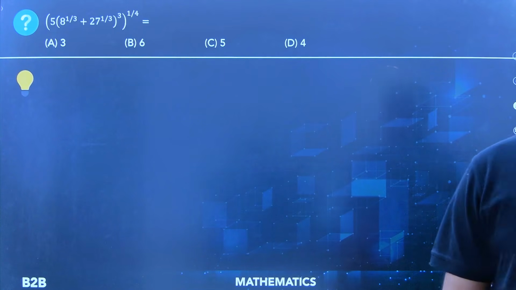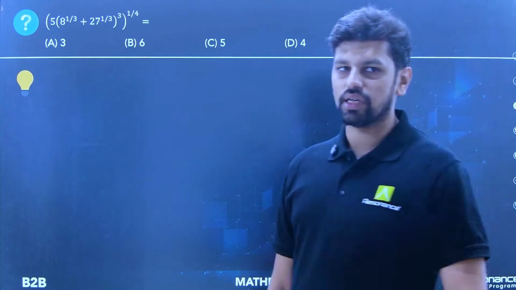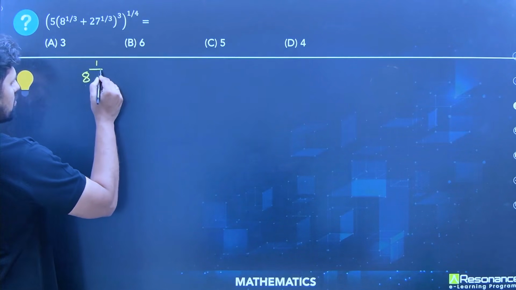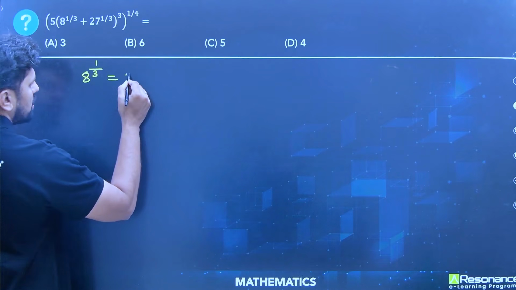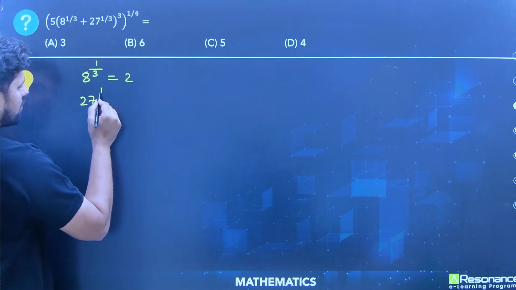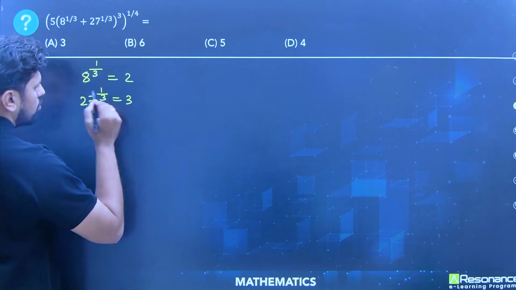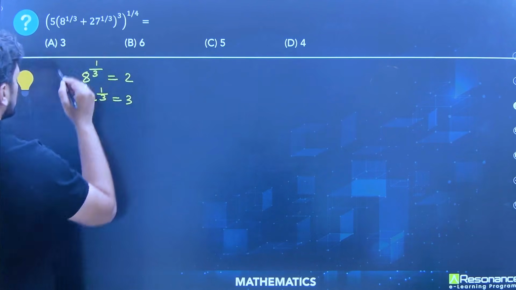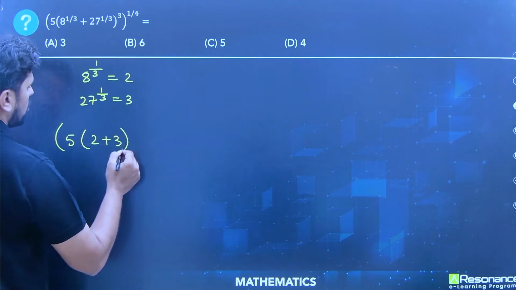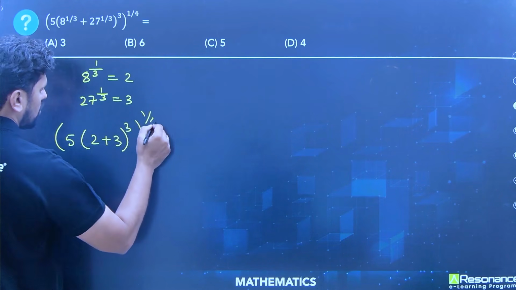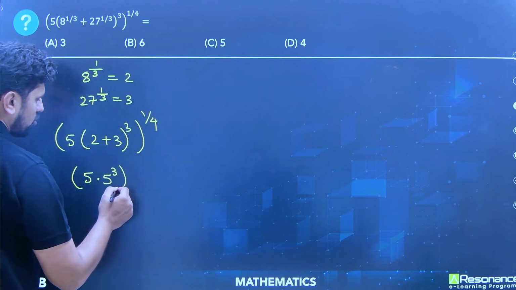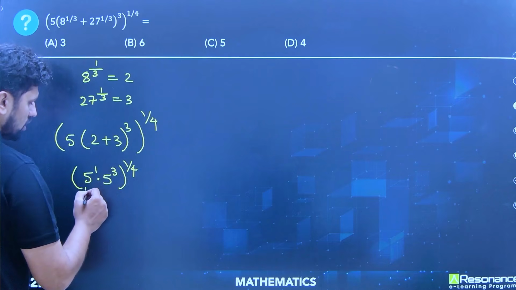It is the answer. 8 is not in the option. Okay. Let's solve this. So it's written 8 to the power 1 by 3. 8 to the power 1 by 3 is equal to 2, because 2 cube is 8. And 27 to the power 1 by 3 will be equal to 3. So let's do this. So 5 times (2 plus 3) whole to the power 3 whole to the power 1 by 4. This will become 5 into (5 cube) to the power 1 by 4.